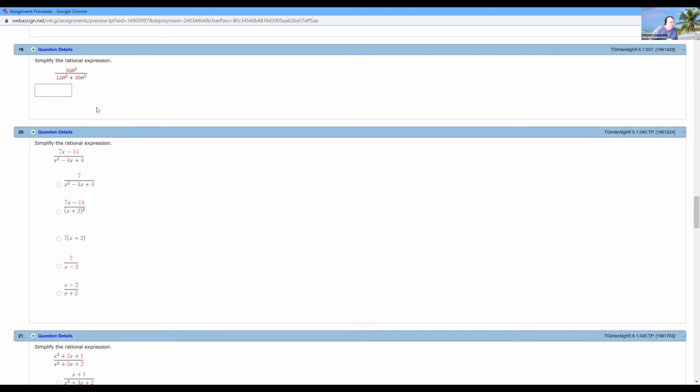So let's just talk through a few. Let's look at this one here, question 19. There's nothing you can do to the top. Is there anything you can do as far as factoring the bottom? Can you see anything on the bottom that we could use to factor this?